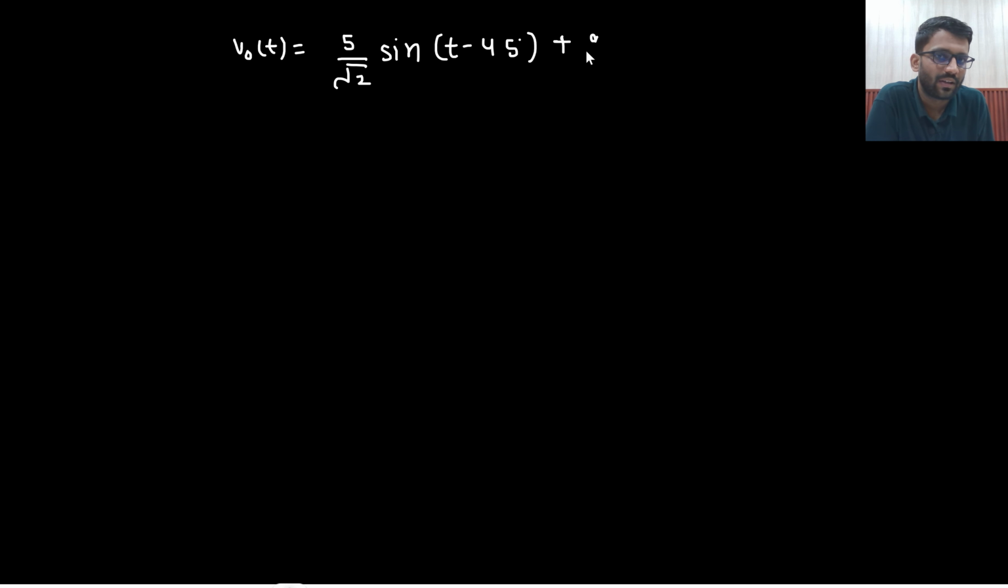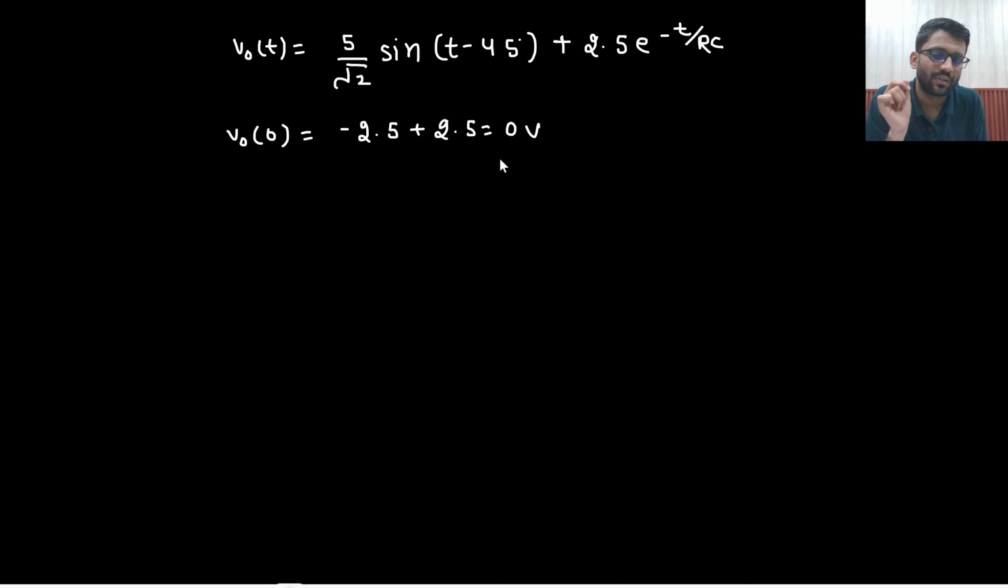What will the transient part be? So what will be the complete expression of V naught t? This is the steady state part, 5 by root 2 sine t minus 45, and then there will be a transient part as well. What would that be? Plus 2.5 e to the power minus t by tau. Tau is RC. If you put t equals to 0 here, you will get 0 volt. V naught at t equals to 0 would be minus 2.5, plus 2.5, which equals 0 volt.